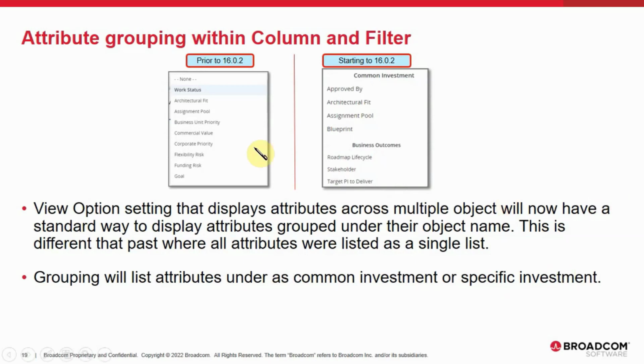As you can see in this example, when I go into hierarchy color by, I would see all attributes across different objects listed together as one. This made it a bit confusing to identify if an attribute had the same name in multiple objects, and it was a little difficult to identify them. Starting 16.0.2, now you would see all the attributes listed under their object type. So this way you can easily identify which attribute is from which object.